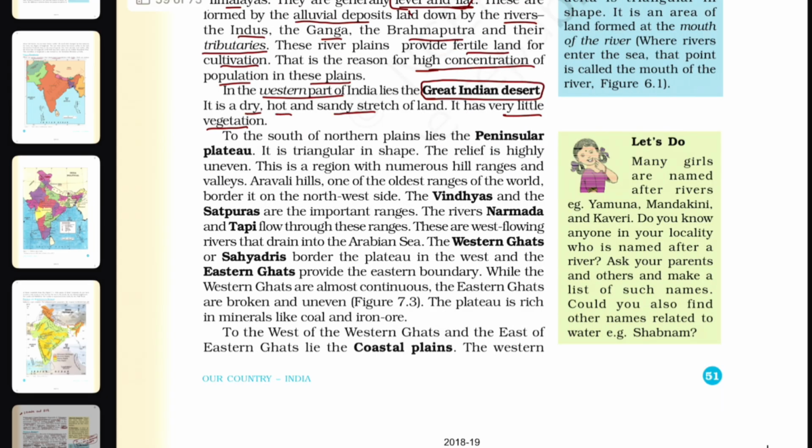Okay, to the south of the northern plains lies the peninsular plateau. It is triangular in shape. Then comes our Aravallis. The Aravalli Hills are one of the oldest ranges of the world. They border it on the northwest side. The Vindhyas and the Satpuras are the important ranges.